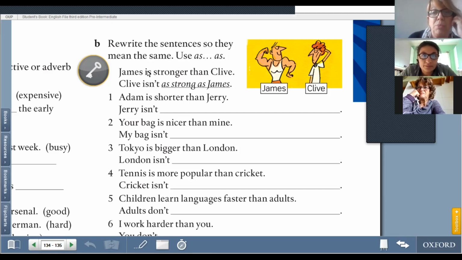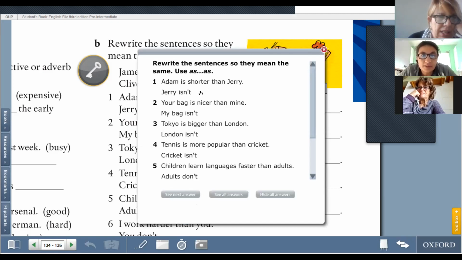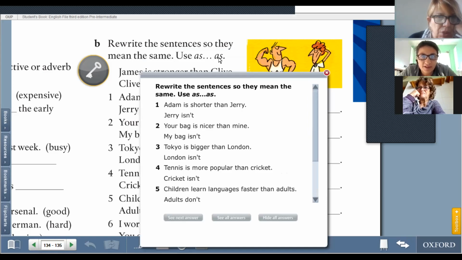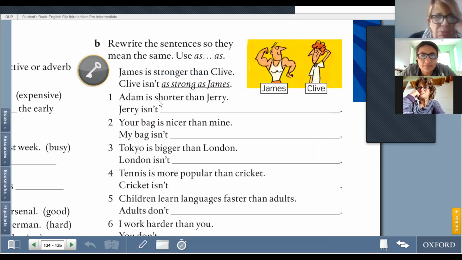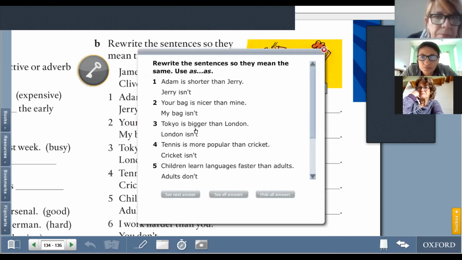But in this case, we just practice the as. Okay, Anna. Adam is shorter than Jerry. Jerry isn't as short than Jerry. No, as short as Jerry. Yes, as short as. So it's not comparative anymore, it's normal. Short as Jerry. If you want to see the one, okay. We can do it here.